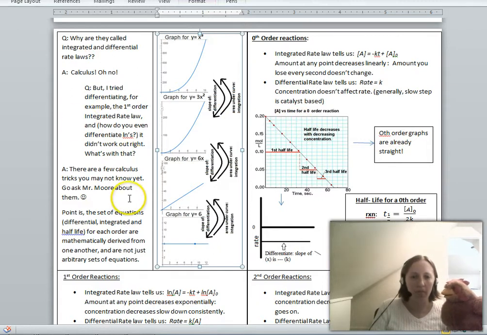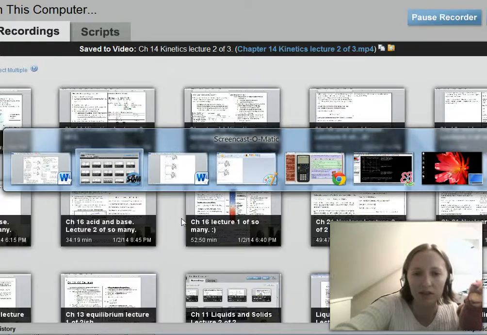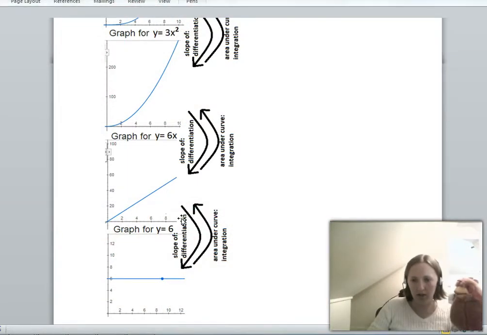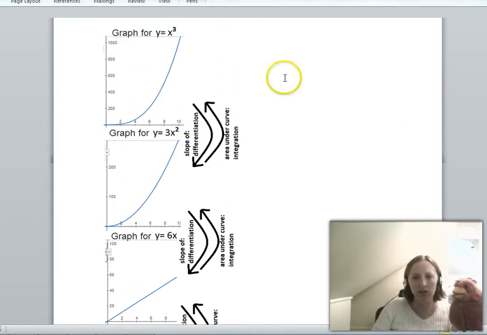So the main point of this is pointing out that the set of equations that we use for each order of reaction, the differential, the integrated, and the half-life equations, they're all mathematically derived from each other, and they're not just an arbitrary set of equations. So here is my sort of calculus summary of what you're going to learn in calculus class next year.